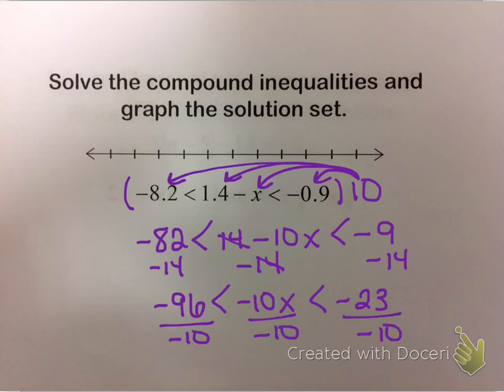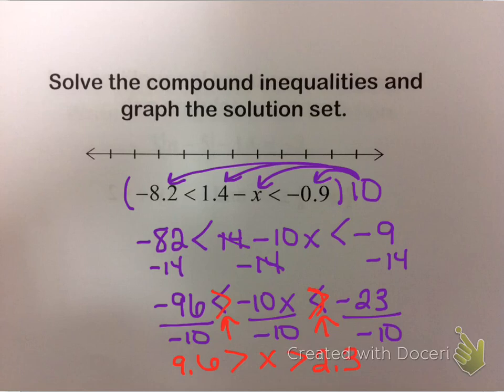Now, of course, remember, when you multiply or divide by a negative, the inequality flips. So that's going to be true now of both inequalities. Both of those arrows are going to flip, because of the dividing by the negative 10. So this would give me 9.6. This became the greater than symbol. I've got x by itself, and then this is 2.3.